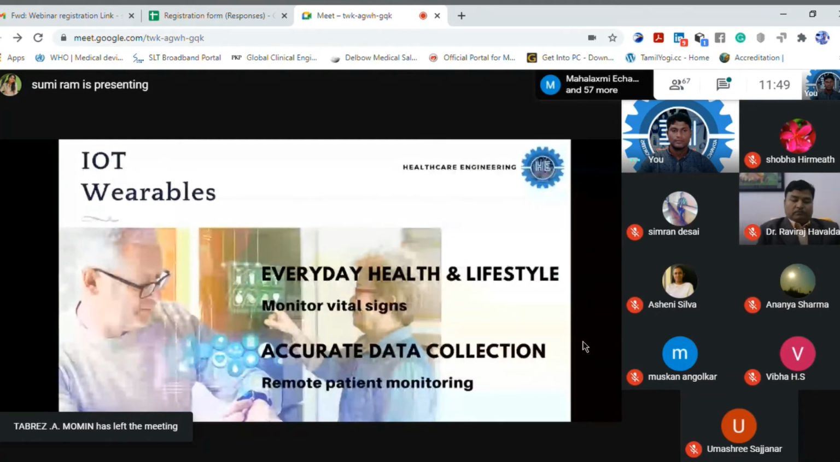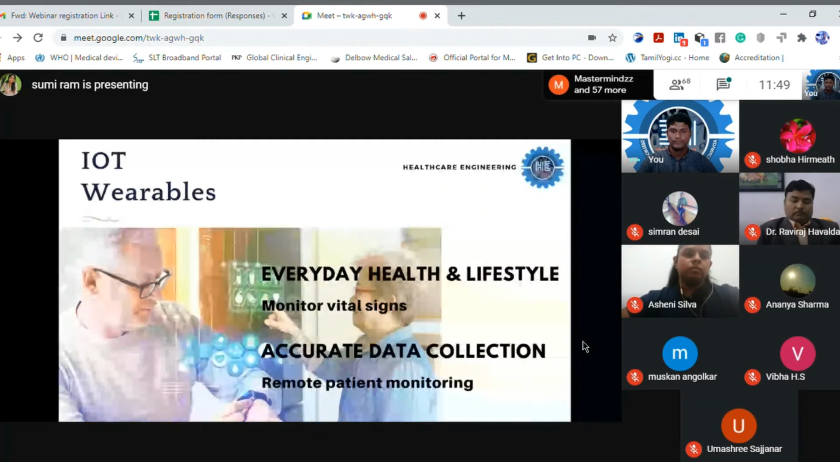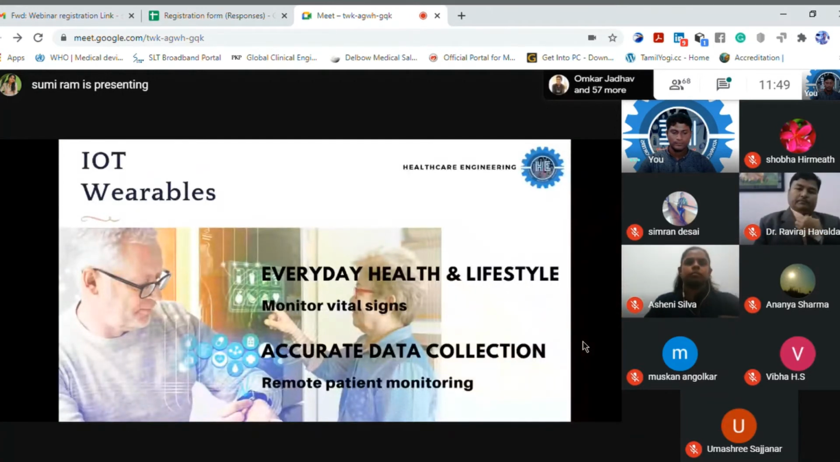The third technology we are going to see is the IoT wearable technology. Wearable technology is most popular in today's world, which keeps track of the everyday health condition of the patient by monitoring the vital signs. These wearables play a major role in accurate data collection and are helpful in remote patient monitoring. And since we all know about glucose monitors and smartwatches, we will now see the trending IoT wearable devices in the market.